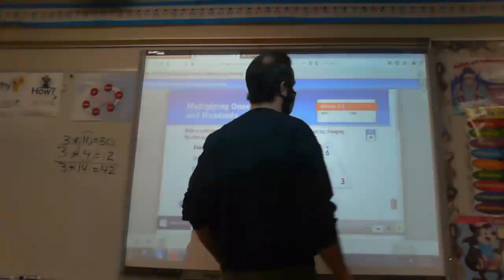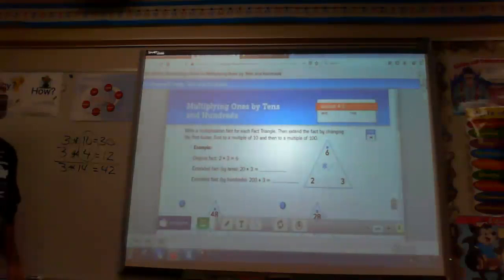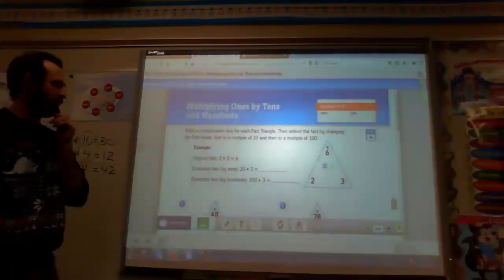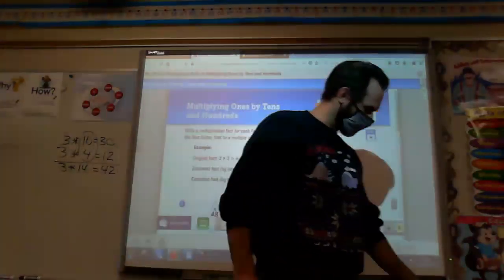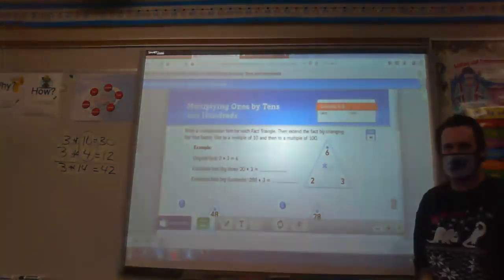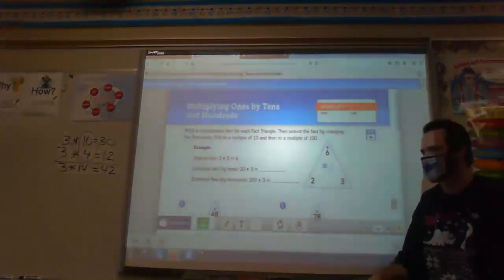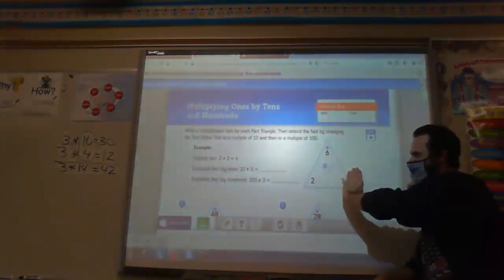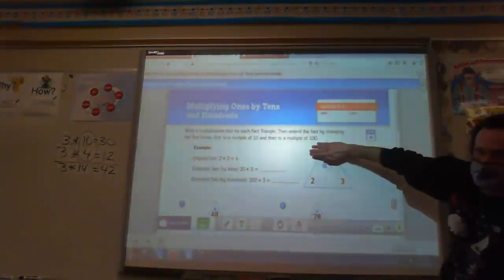All right, so your page looks something like this. It says, write a multiplication fact for each fact triangle, then extend the fact by changing the first factor first to a multiple of 10, then to a multiple of 100. So if you look, this is a multiplication triangle, and how these work is, if you just cover one corner with your hand, if this was a piece of paper, you would block one of them. You're working 2 times 3 is 6. Okay, so if you covered that up, you'd be doing multiplication.